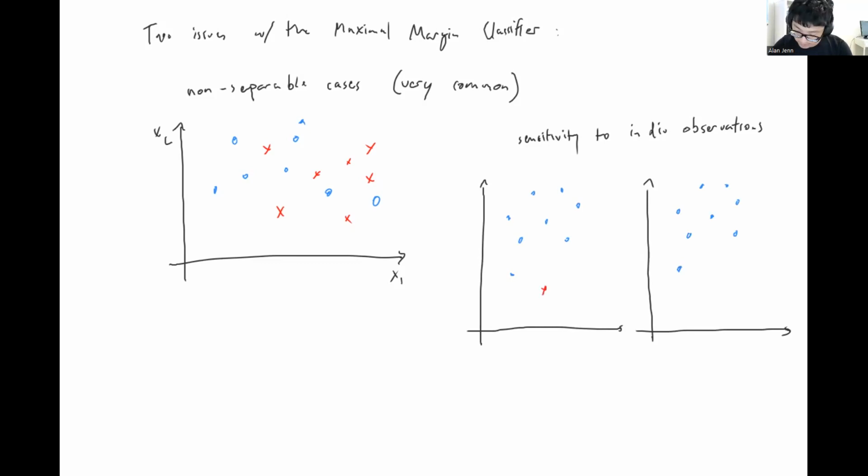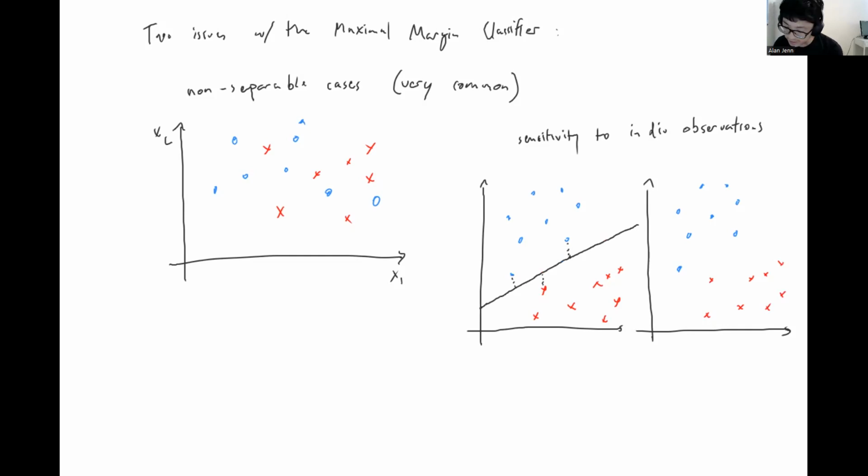Something like this. Okay, and in this case, my line might look something like this, right? Where I want to maximize those distances. Hang on, this one should be a little closer.